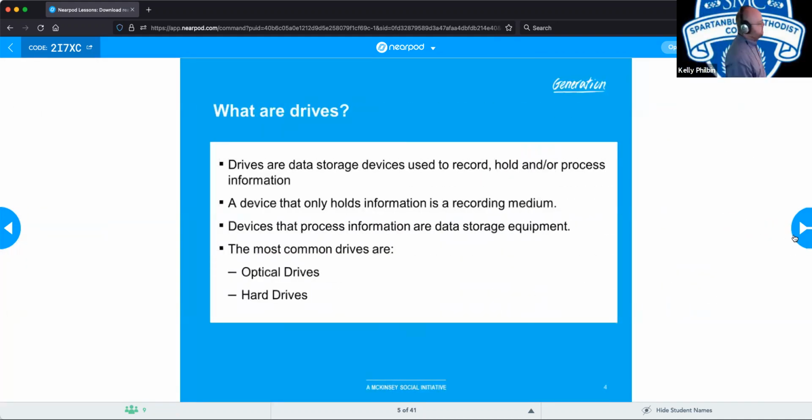All right, so what are drives? In essence, it's kind of like the long-term memory of a computer. Your RAM is your short-term memory. The CPU is the algorithmic portion of the brain. And then you have the drives, which are long-term storage. It is a device that specifically only holds information on a recording medium.